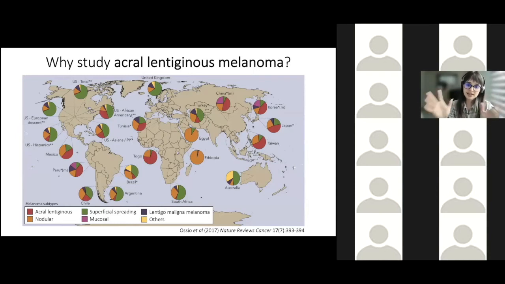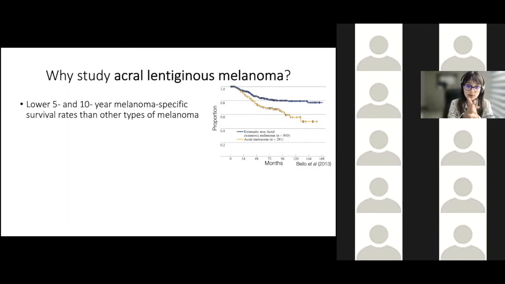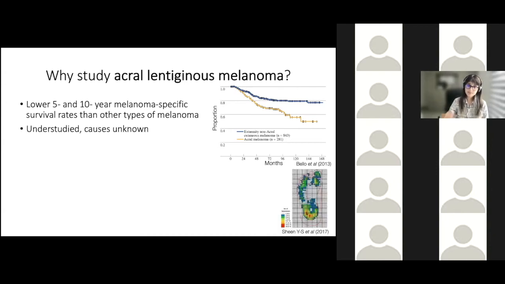So this is an important reason for us to study it, but there are other reasons. For example, it has lower 5 to 10-year melanoma-specific survival rates than other types of melanomas. You can see here in the survival plot, acral melanoma is in yellow. So this just means that patients die faster when they're diagnosed with this subtype. Also, because it's rare in European descent populations, its causes are unknown, because it has not been sufficiently studied.